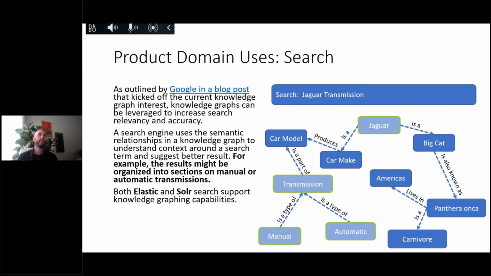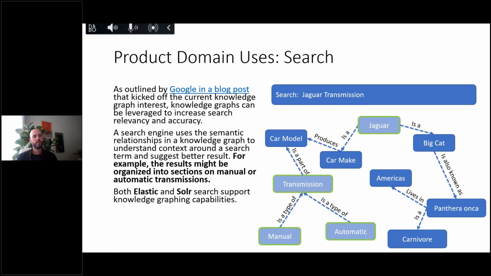So how are these knowledge graphs used? Well, as I mentioned, Google really kind of kicked off the current interest in knowledge graphs, and Google obviously, or maybe not obviously, is using them for search. So Google uses a knowledge graph, their huge knowledge base of information and articles that they have within their data stores to make their search results more relevant and accurate.